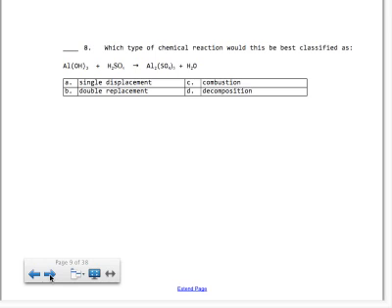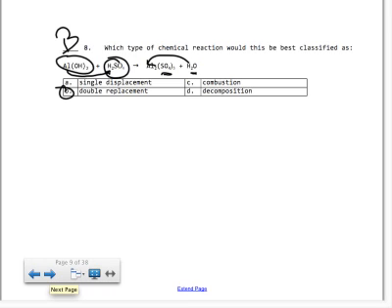Which type of chemical reaction would this be classified as? So here, if you look, you've got Al with hydroxide on the left, H2 with sulfate on the left, and on the right you have aluminum with sulfate, and you have hydrogen with OH or H2O. So this is where you have 2 compounds that then trade halves, and that's always called a double replacement reaction.